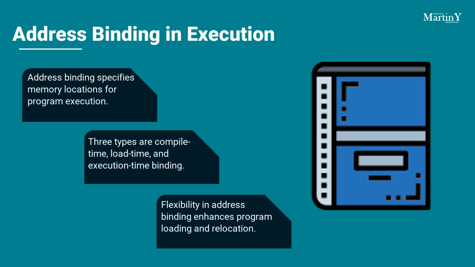With compile time binding, if the program's memory location is known in advance, the compiler generates code that reflects this specific address. Conversely, load time binding allows for flexibility when the program may be relocated in memory. This flexibility is crucial because programs can be loaded into varying memory locations without the need for recompilation. Lastly, execution time binding provides the most dynamism, permitting programs to be moved at any point as they run.